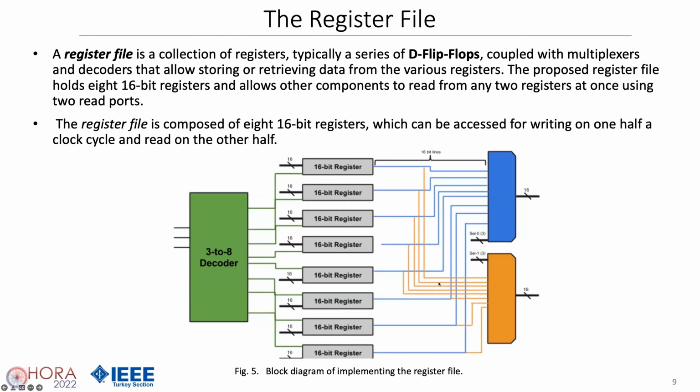The register file, which is fundamental to any pipeline design. A register file is a collection of registers, typically a series of D flip-flops, each register coupled with multiplexers and decoders that allow storing or retrieving data from the various registers. The proposed register file shown in this figure holds 8 16-bit registers and allows other components to read from any 2 registers at once using 2 read ports. We have here 2 read ports.